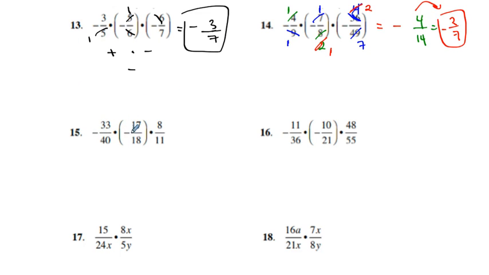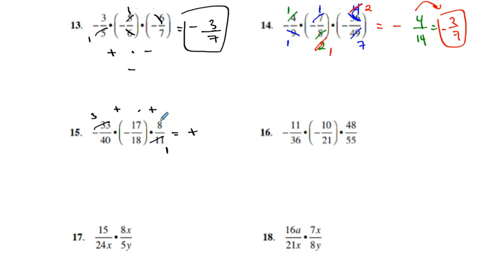All right, next one, 2 negatives. This is going to be a negative times a negative times a positive. It's going to be positive. A negative times a negative is a positive, and a positive times a positive is a positive. What simplifies here? 33 and 11. 11 goes into 33 3 times. 11 goes into itself once.